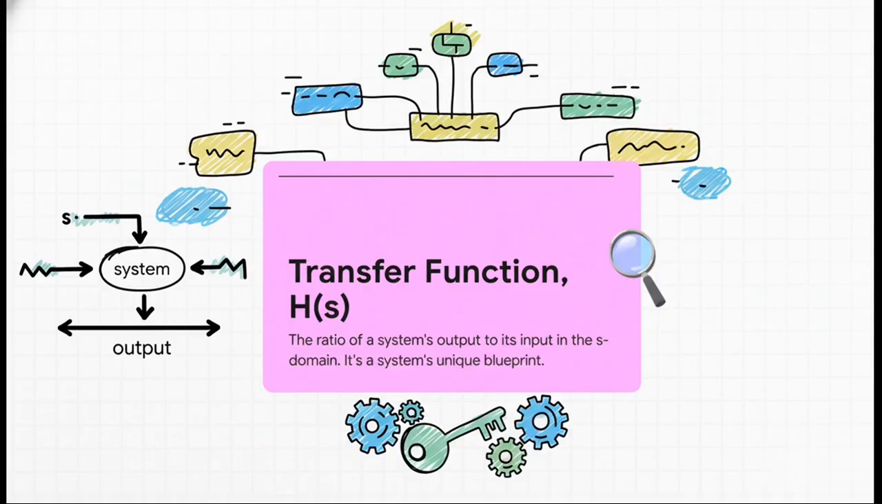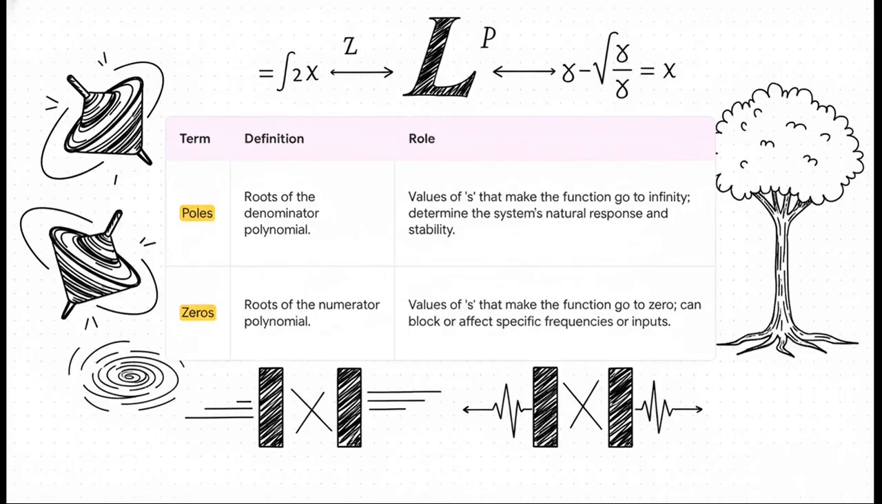If you have H of S, you can figure out how the system will react to literally any input you throw at it. Now, this blueprint is written in a special language, the language of poles and zeros. Just think of the transfer function as a big fraction. Poles are the special values of S that would make the bottom part, the denominator, go to zero. And that's a huge deal. They're the ones that tell you about the system's natural behavior, and most importantly, whether it's going to be stable or not.